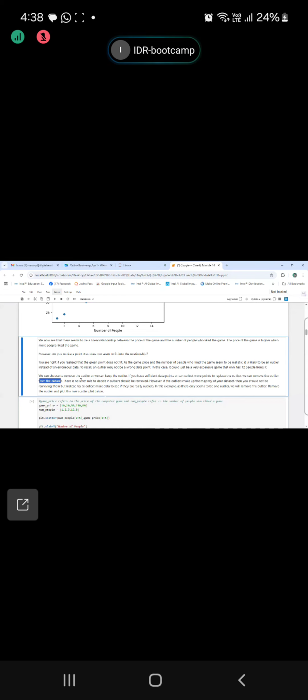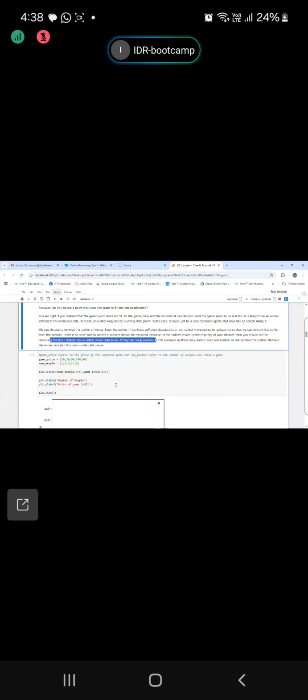As they have correctly mentioned, there is no strict rule to decide if outliers should be removed. However, if outliers make up the majority of your data set, then you should not remove them, but instead try to collect more data, as they are really not outliers.